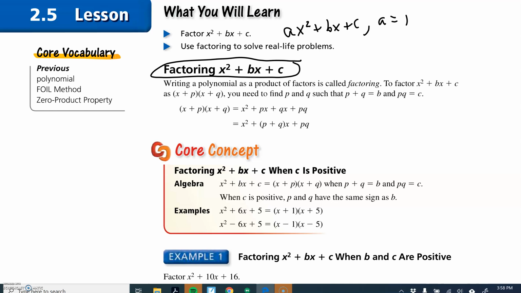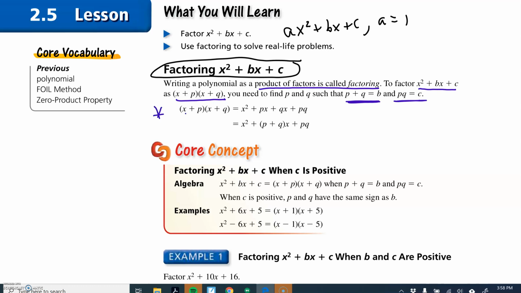To write a polynomial as a product of factors is called factoring. We're going to take this trinomial, x squared plus bx plus c, and write it as a product of two binomials. So we have it factored. Factoring is writing it as a product. So we need to find p and q so that p plus q equals b and p times q equals c. Let's look at why that is.